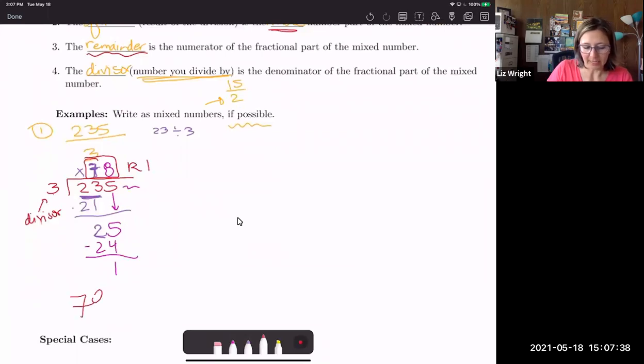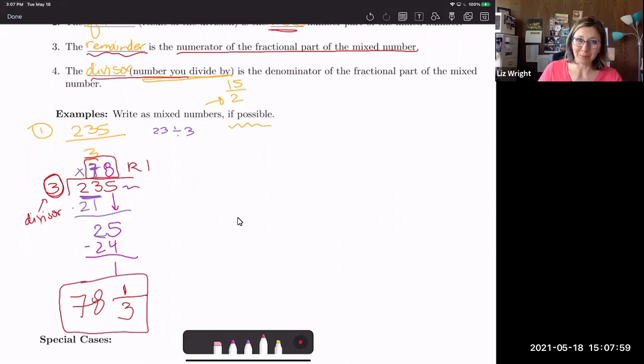Well, now when I get ready to write up my answer, it's going to be 78. The remainder goes, like it says up here, is the numerator of the fractional part of the mixed number. And the divisor, the number that we divided by, is going to be the denominator of that fractional part. So it's going to be 78 1/3. And that's going to be your answer.